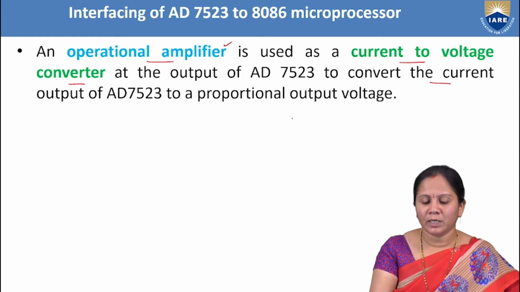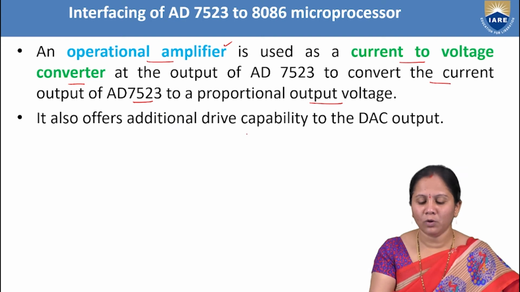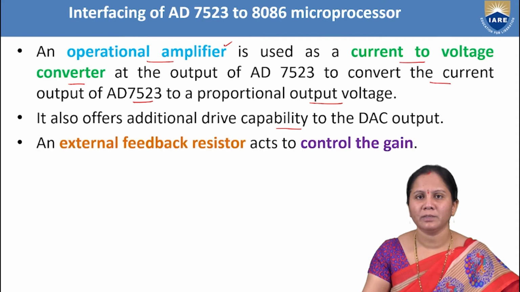So to convert the current output that is produced by this IC to the voltage output, mainly an op amp is used. It also offers additional drive capability to the DAC output. Driving capacity will be increased.